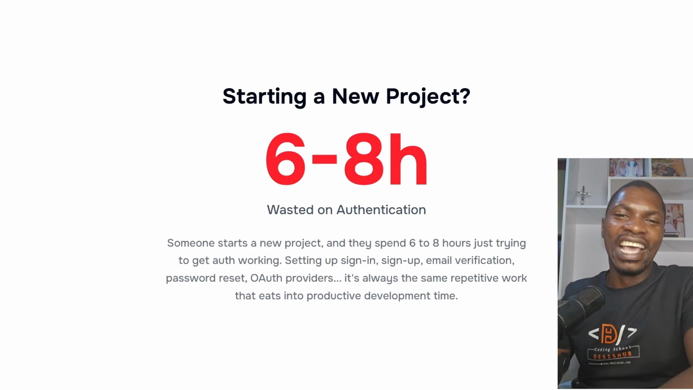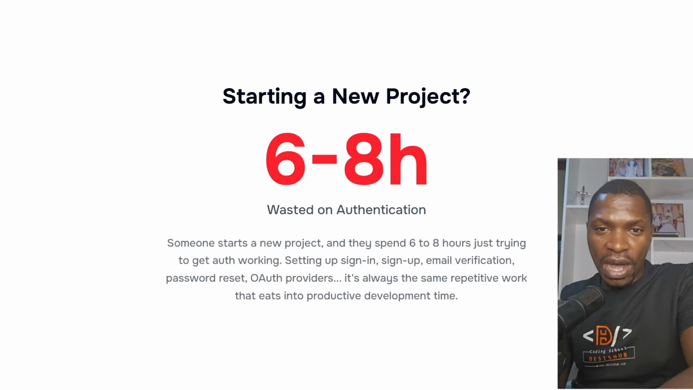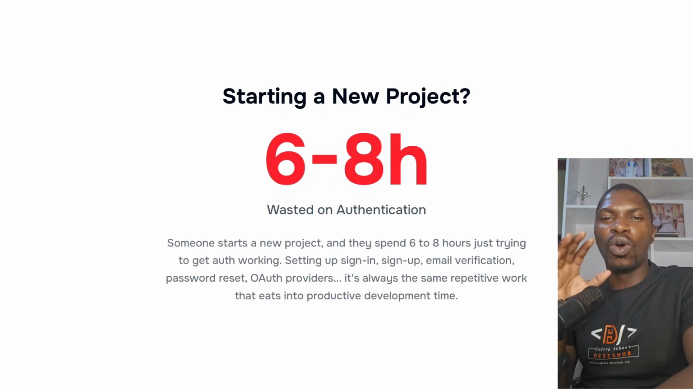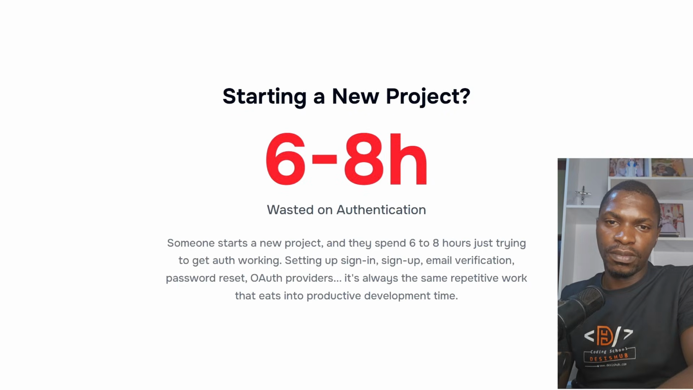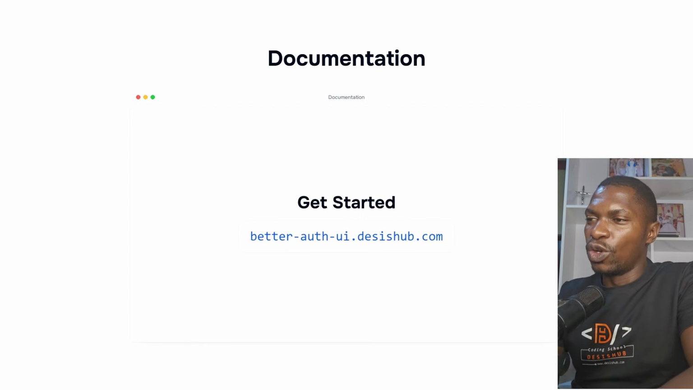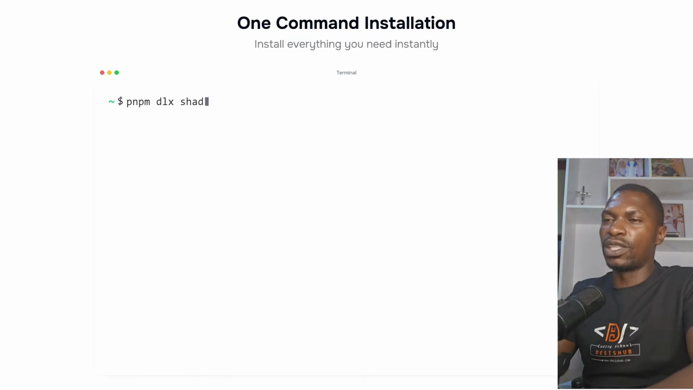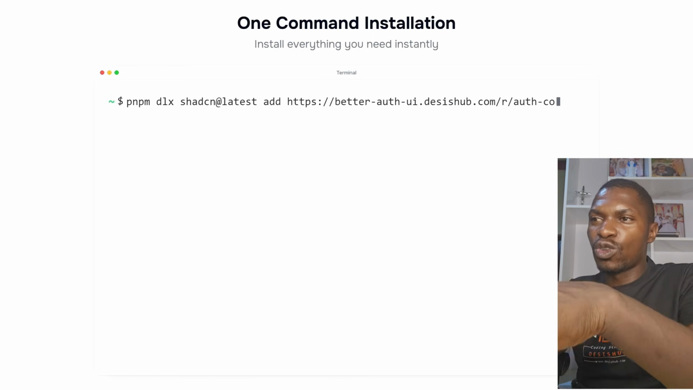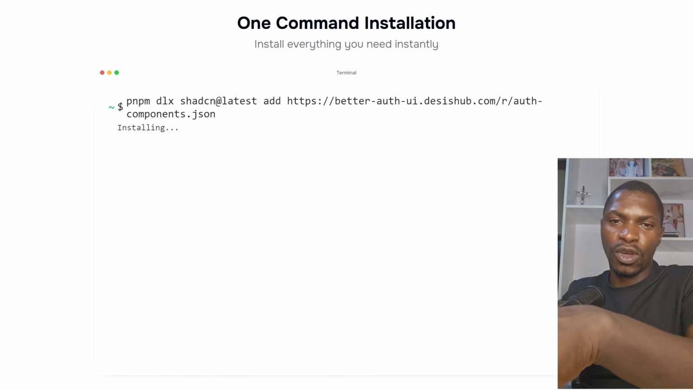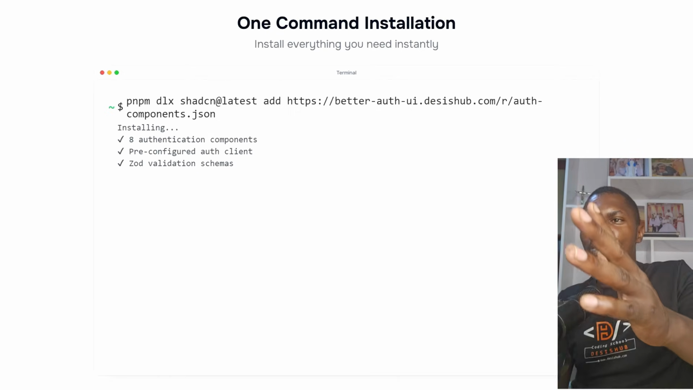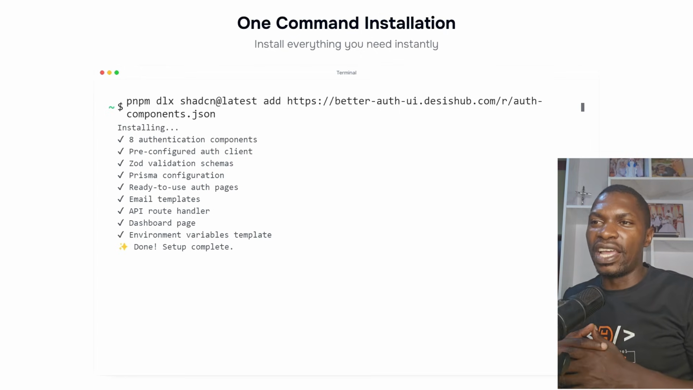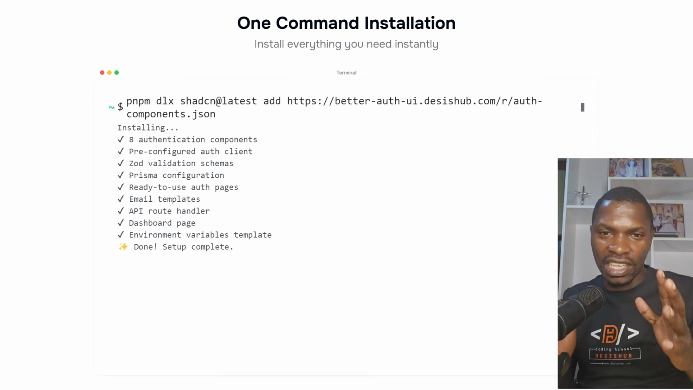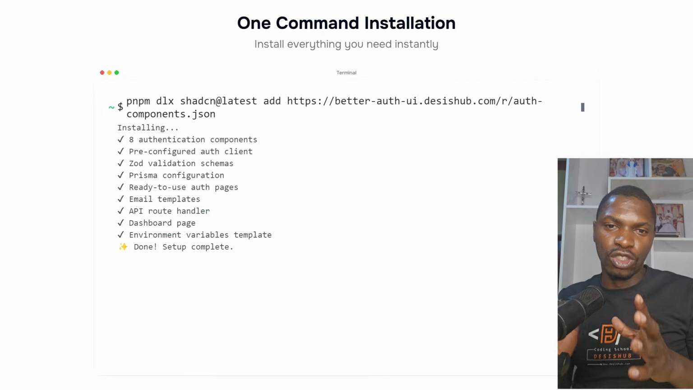So let's dive in and see just one command that you can install that adds all the authentication components and pages you need for your new project. To get started, you just need to head to betterauth.ui.desishub.com. That's the website, and you're going to find this command on the first page. You only need one command, and it's going to add 8 authentication components, pre-configured Auth clients, Zod validation schemas, all the things you need for your authentication to work.